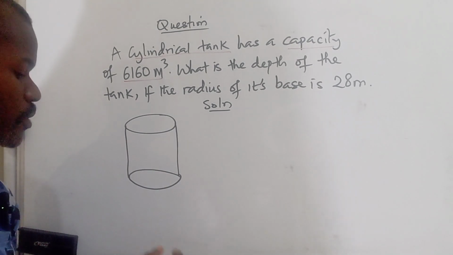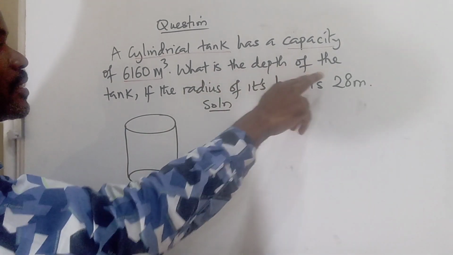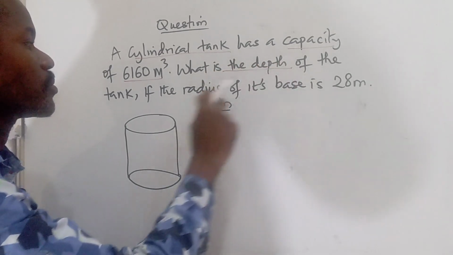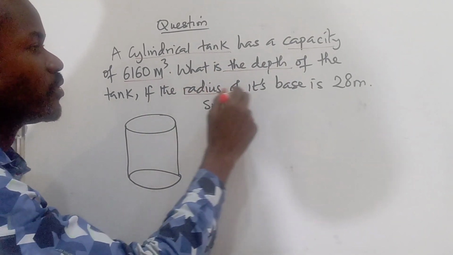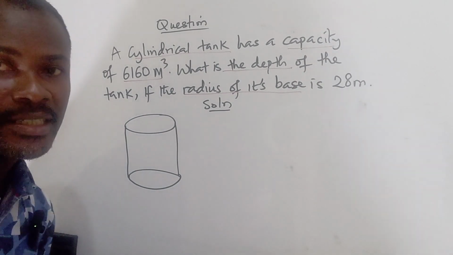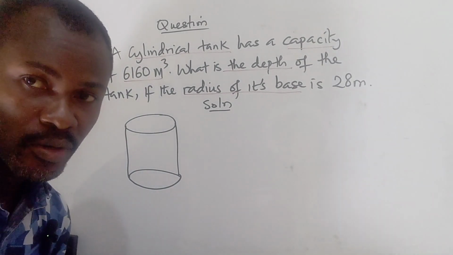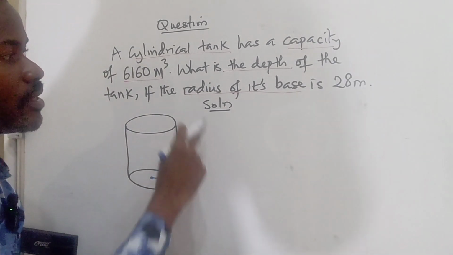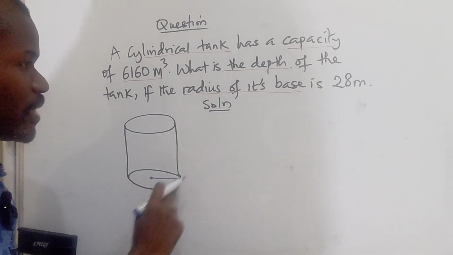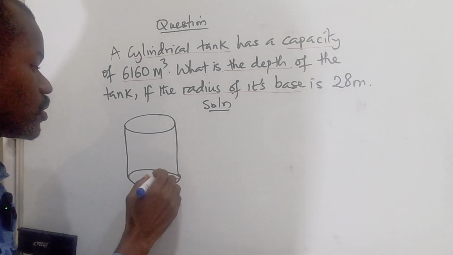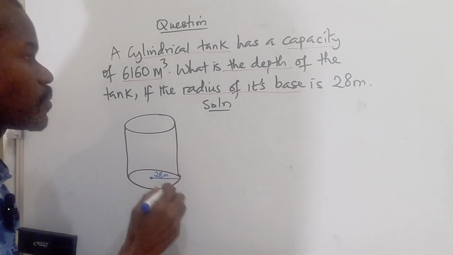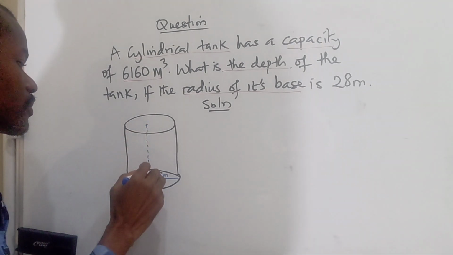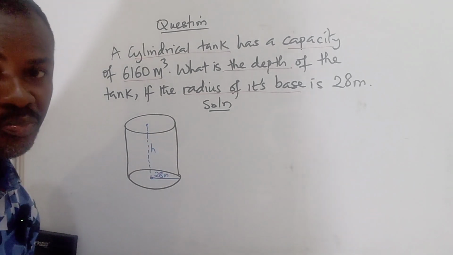All right, so now it also asks what is the depth of the tank. We're talking about depth here. If the radius of its base, that's a good piece of information. When you are given a problem on maths, you have to scan through the problem so that you are able to understand. So the radius of its base, this is the base, is 28 meter. Now the depth has to do with the height, so the height is the depth.